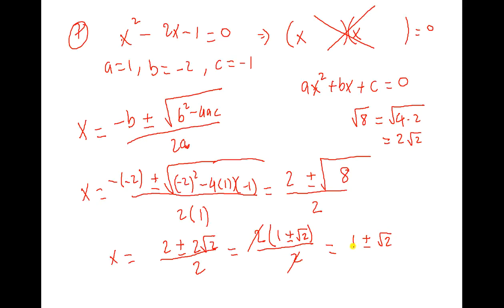This tells me that I have two answers for this equation, two solutions. One is 1 plus the square root of 2, and the other one is 1 minus the square root of 2. And 1 plus the square root of 2 is around 2.41, and 1 minus the square root of 2 is around minus 0.41. And if you plug these two values into the equation given here, then it should equal 0.